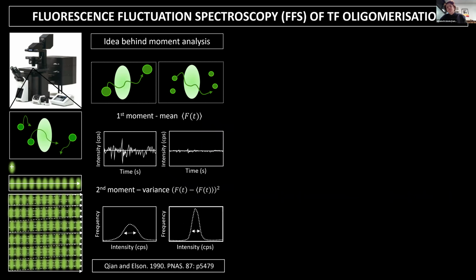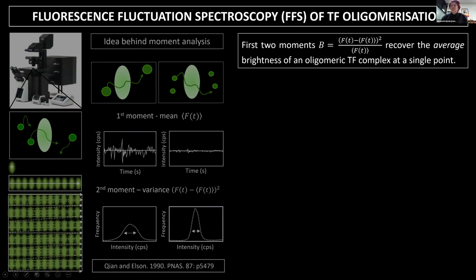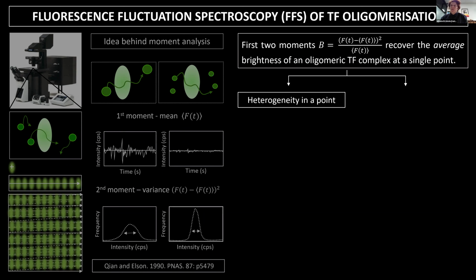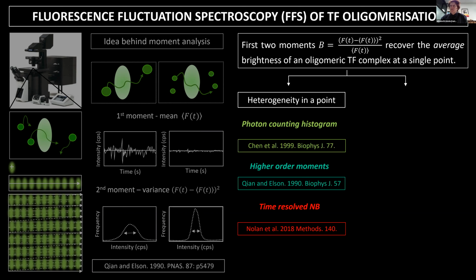So I've already introduced this idea of brightness analysis, where in every pixel of a confocal time series of images, for example, you can ask the question, how does the intensity change as a function of time? Because we know that bright molecules will give rise to a big fluctuation, dim molecules, not so much fluctuation, and while they have the same average intensity, the ratio will be different, so we can differentiate these two scenarios. So this gives us information on the average of our oligomeric transcription factor, for example, but it doesn't really tell us about any heterogeneity in a single point.